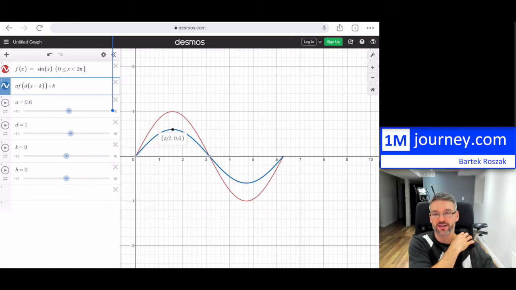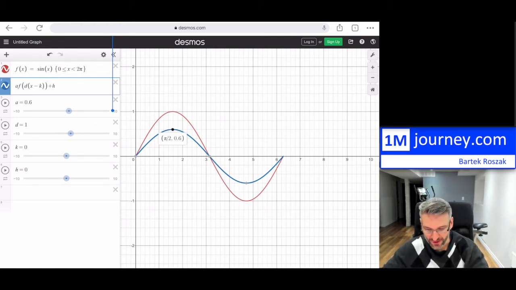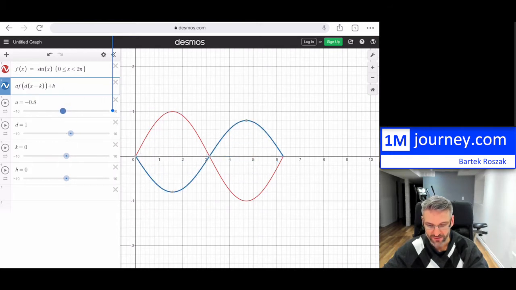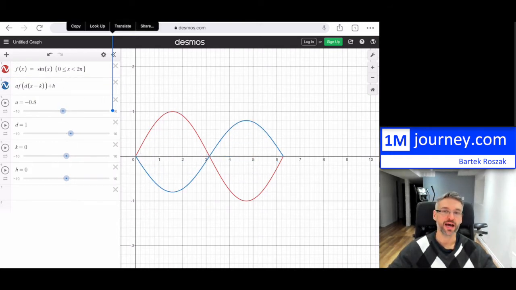And now if I flip it over, notice what happens if I make it negative. What we said was if it's negative, then there is a reflection in the x-axis. And that's exactly what happens. The red that you see is your original sine function, that's just sine of x. And here, your blue is the transformed function. So now it's negative. The amplitude is 0.8.